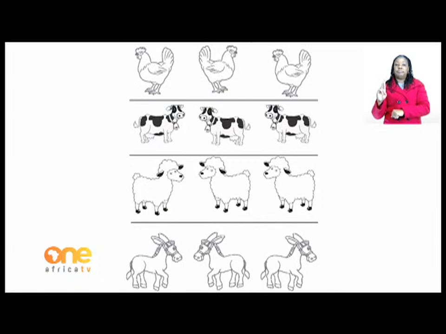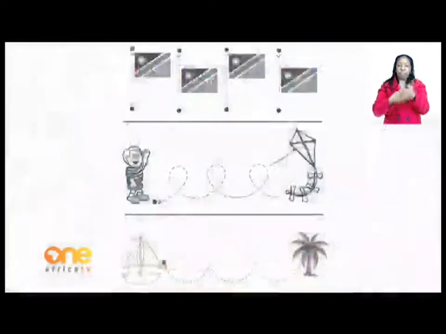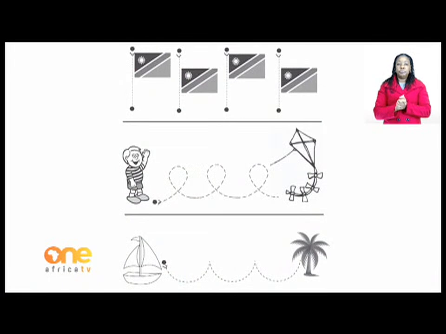Once you have finished that activity, I would like us to turn over to page 22. On page 22, the instruction reads, complete without lifting your hand. We have the Namibian flags lined up, so we always start from the top going down.